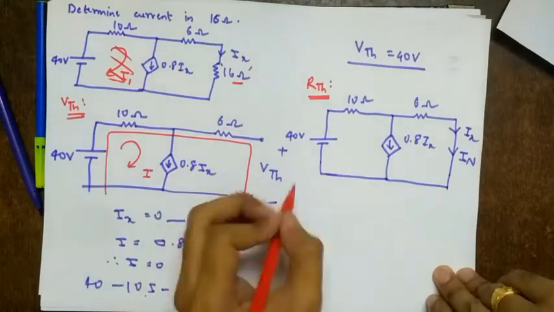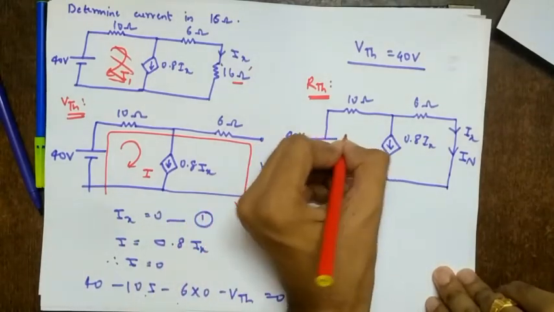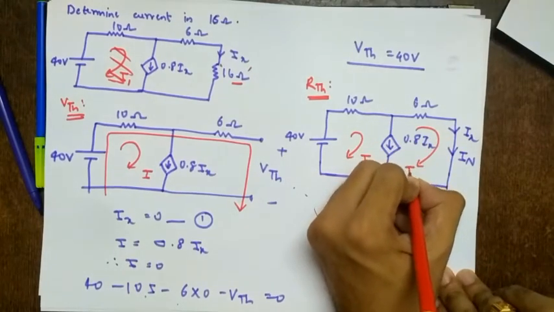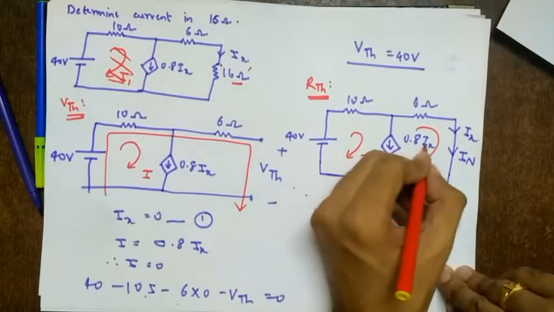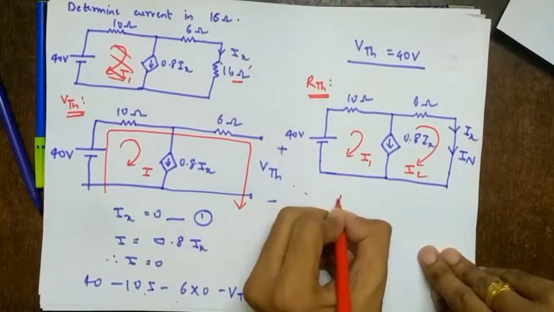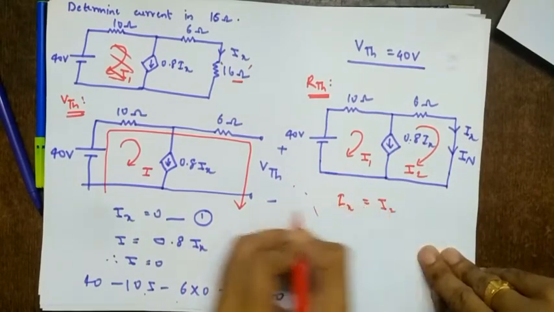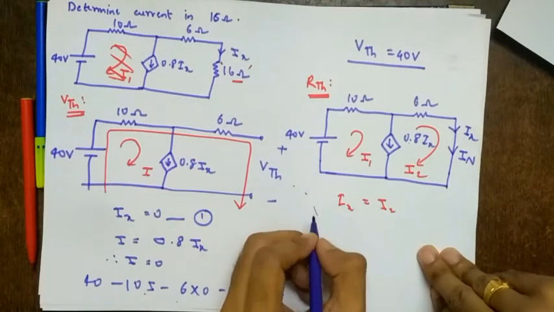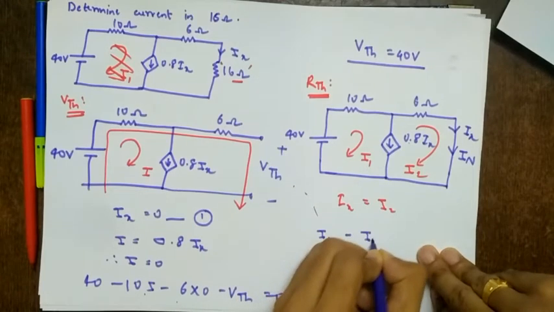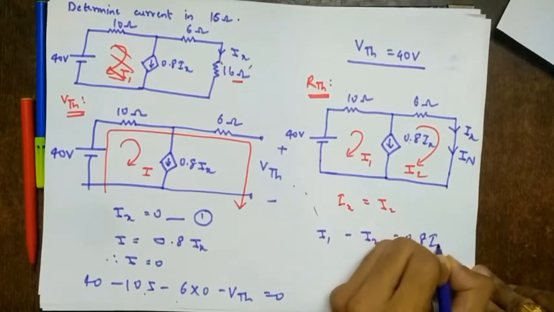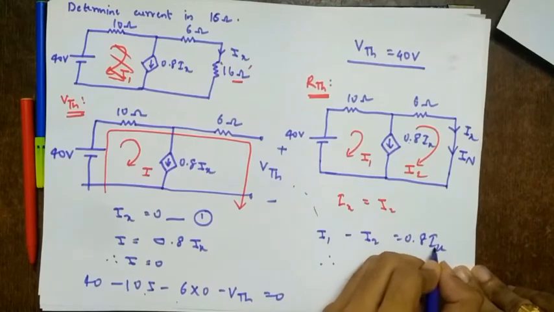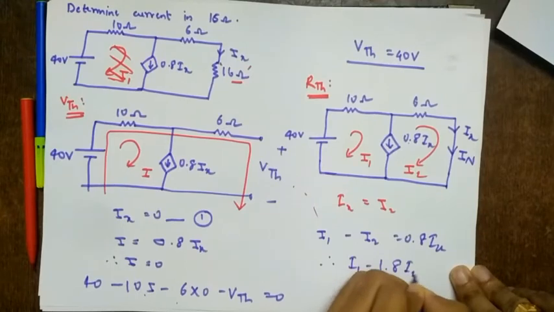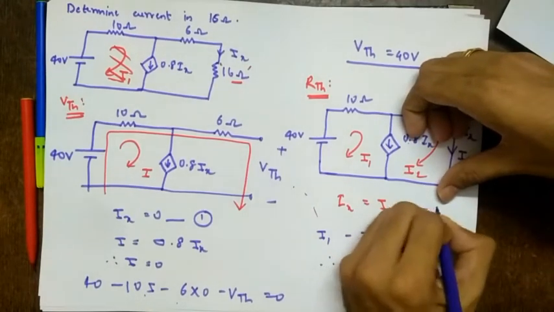So we have to solve this. Again this is I1, this is, let's take it as I2. From here we first write the dependent variable equation. So Ix equal to I2. We'll take IN at last. So again it is a super mesh equation. So I1 minus I2 equal to 0.8 Ix, and Ix is I2. So when it comes here, I1 minus 1.8 I2 equal to 0. Equation number 2, this is 1.